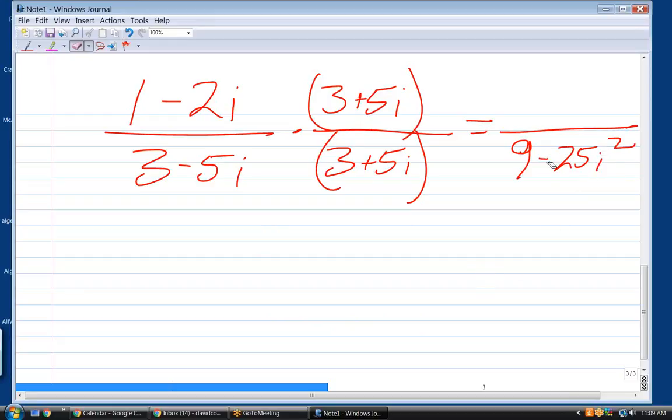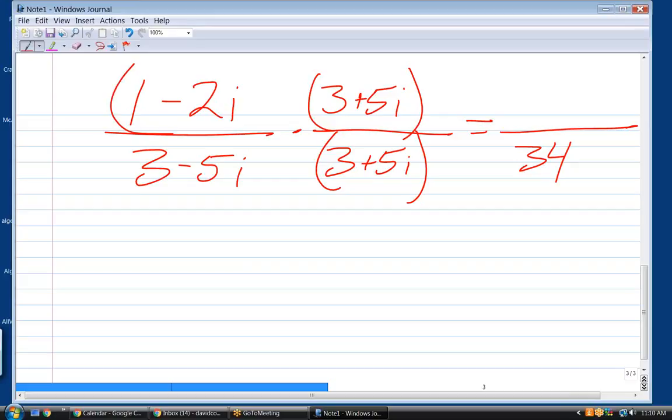So what's the denominator become? Would it be 34? Uh-huh. And now we've made it real. Now, the numerator is going to remain a complex number, but that's okay. Numerators can be complex numbers. It's just denominators cannot be.